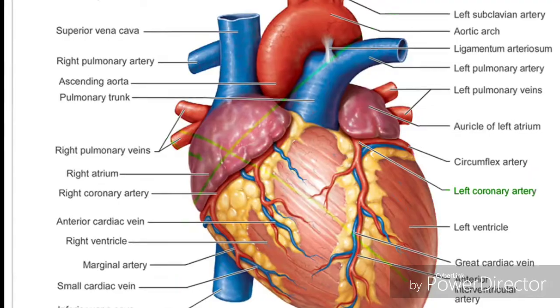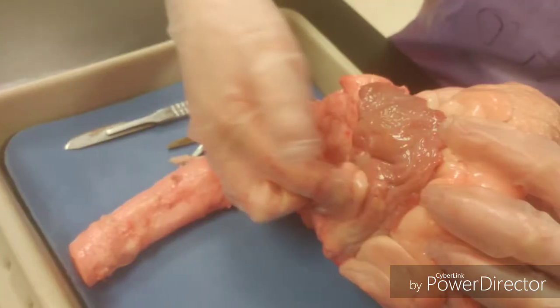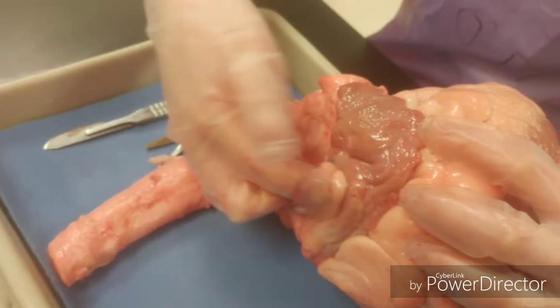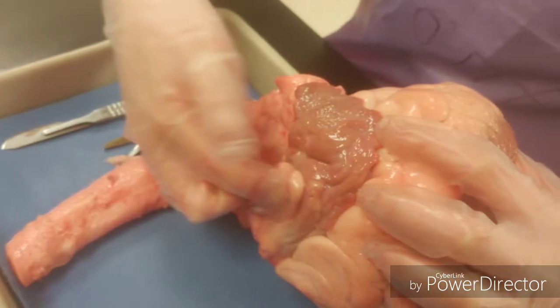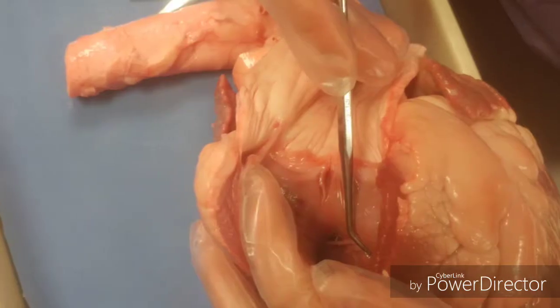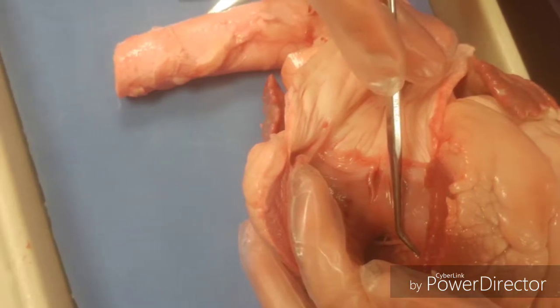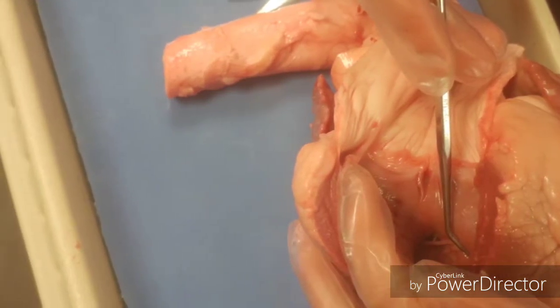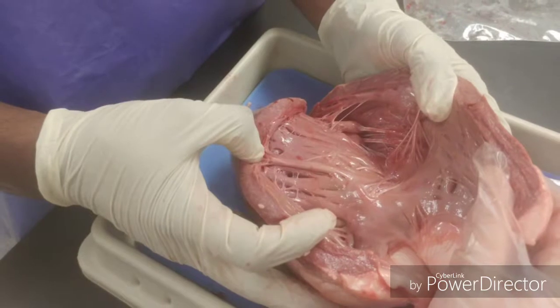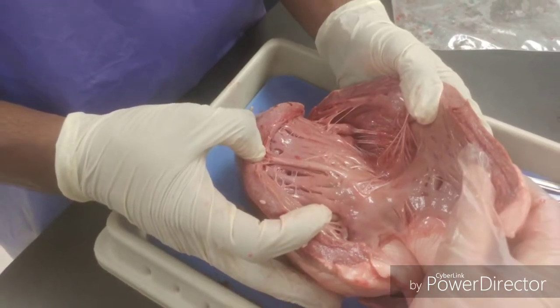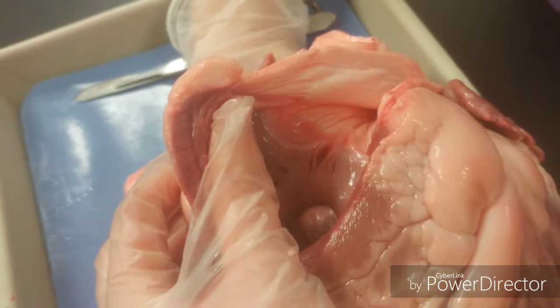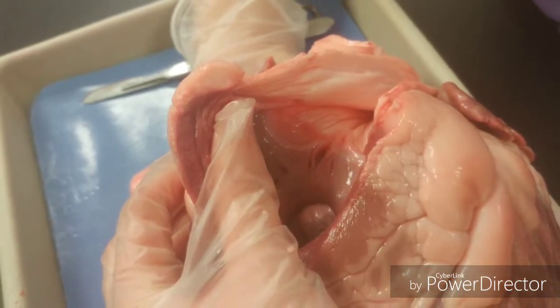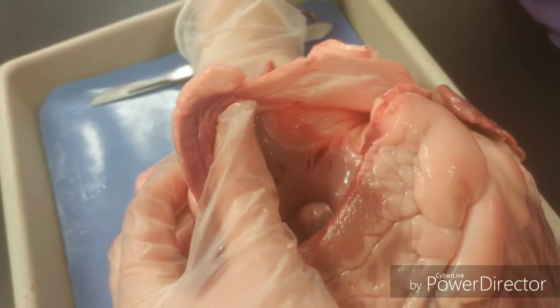So after blood is coming back from the body, it's deoxygenated and it enters through the inferior and superior vena cava into the right atrium, which is shown below. After blood enters the right atrium, it goes through the tricuspid valve into the right ventricle. And from the right ventricle, it goes through the pulmonary valve, which is shown there, into the pulmonary artery, which goes to the lungs.